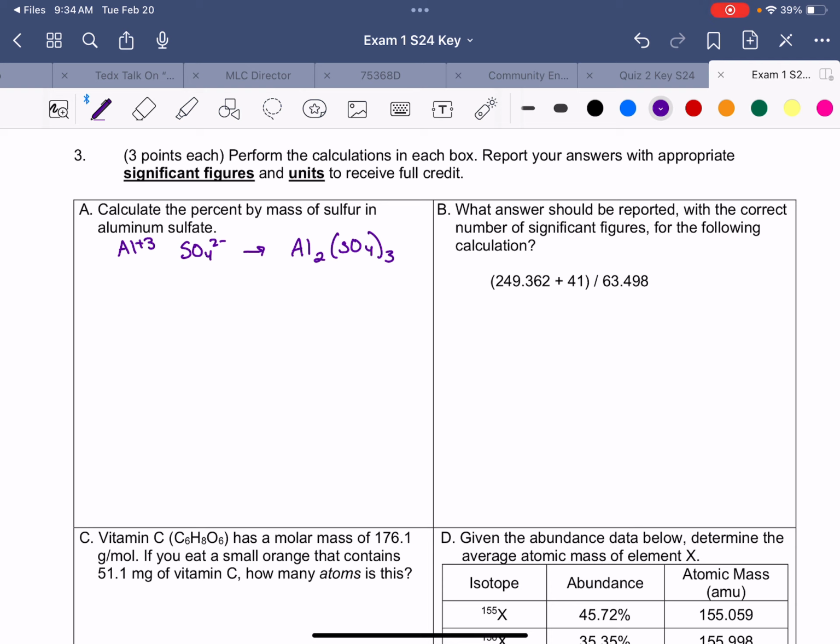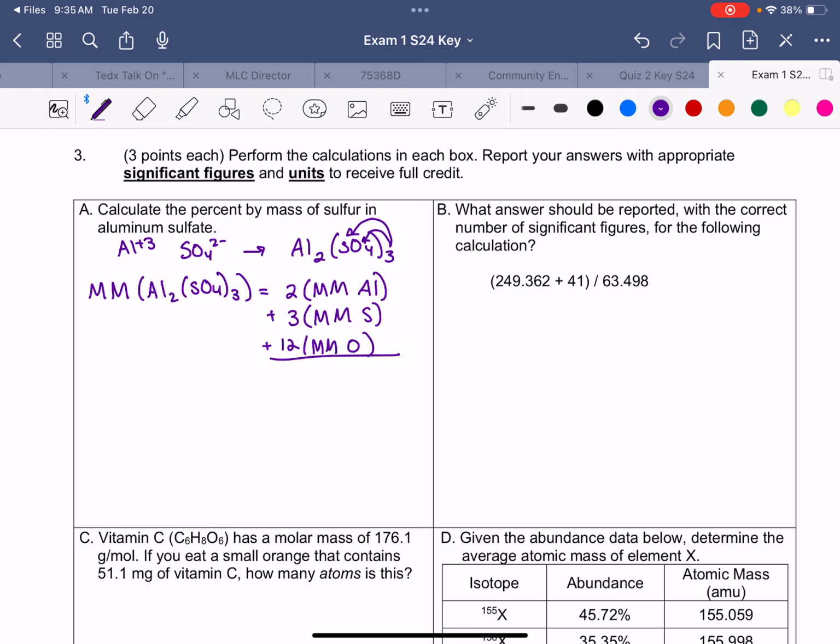Once you write the formula, you know how many of each atom we have, so we can find the molar mass of the entire thing. We're going to do 2 times the molar mass of aluminum plus 3 times the molar mass of sulfur, because that distributes, and then 12 times the molar mass of oxygen, for a total of 342.26 grams per mole.